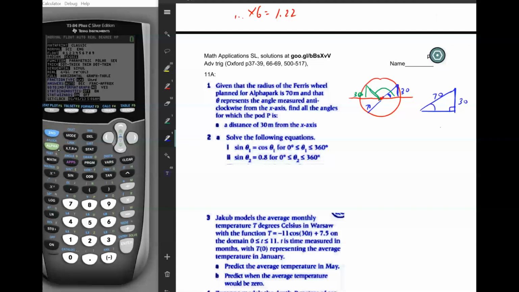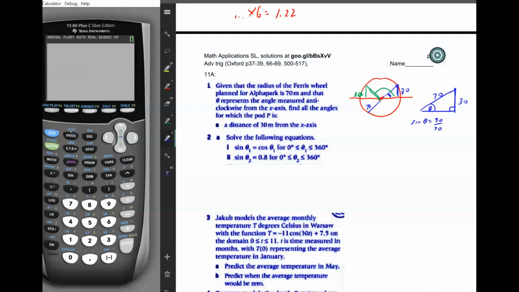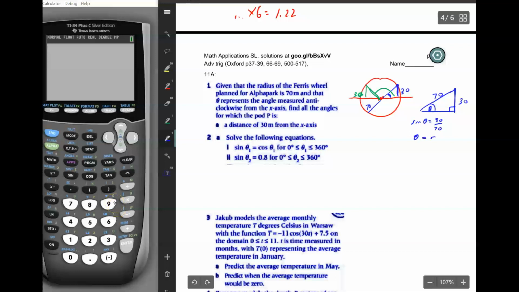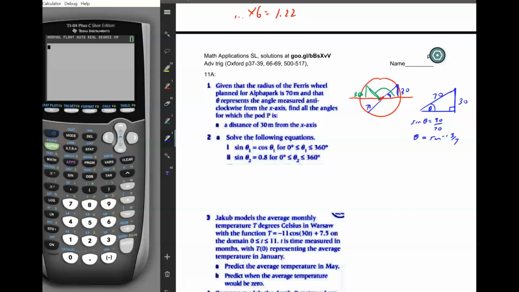So remember how to do that? You just do SOHCAHTOA. In this case you would use sine because you have opposite and hypotenuse. So you would have the sine of theta is equal to 30 over 70. 30 over 70 is 3/7, right? And then you would do the inverse sine of 3/7, right? So we'd go inverse sine 3 divided by 7. And the answer is 25.4 degrees.